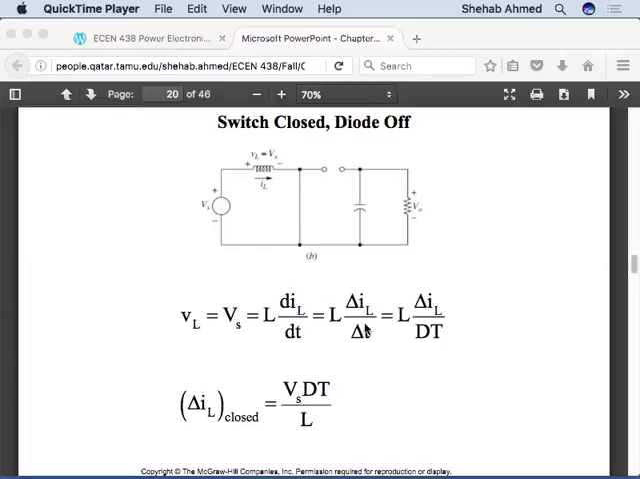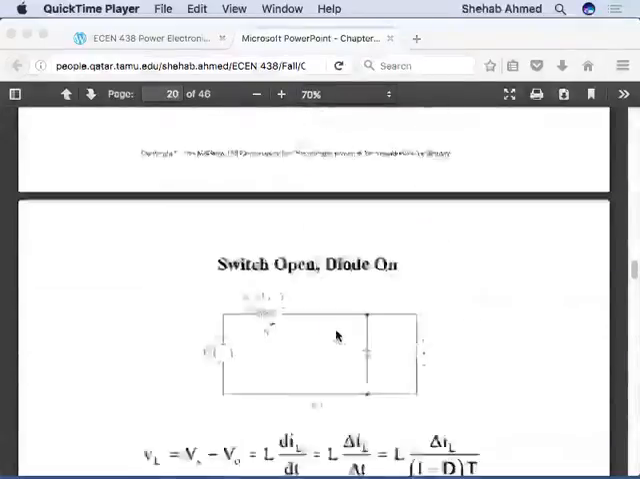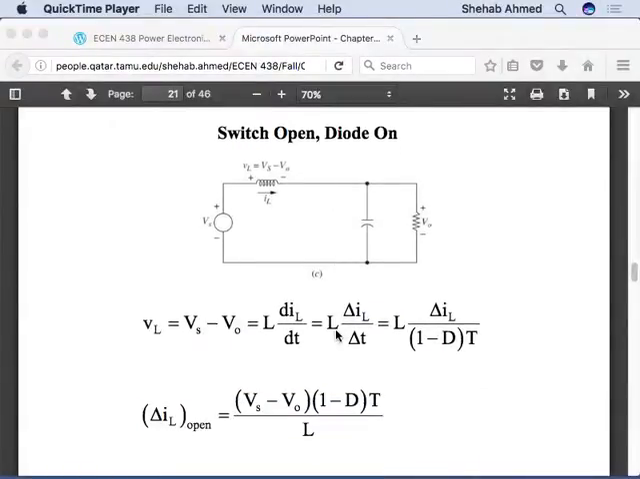So the switch is closed for capital D, the duty ratio, times the period. It's capital D times T, that's your switch closed time period. So capital D times T gives delta IL, and then you solve for delta IL equal to some value. So this is switch closed. And then the same thing with the switch open.